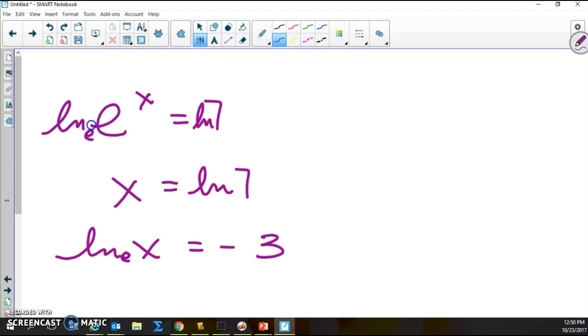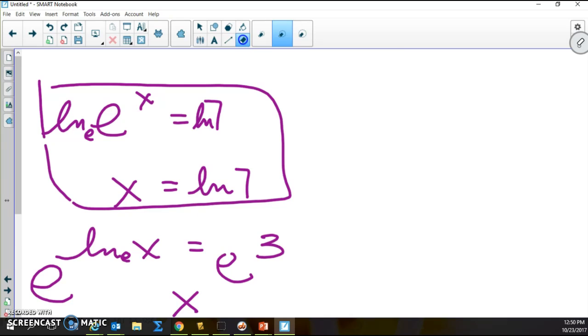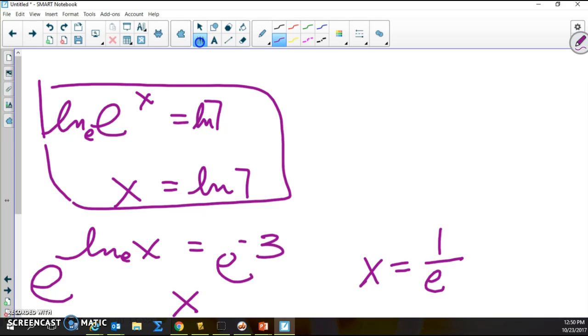So we started with e in the first one. We started with the natural log in this one, natural log of x. And what we want to do is exponentiate in this case. We're using the inverse property, e to the natural log of x gives us x. And we're going to do the same thing on the other side. e to the negative 3. x is equal to e to the negative 3, or x is equal to 1 over e cubed.